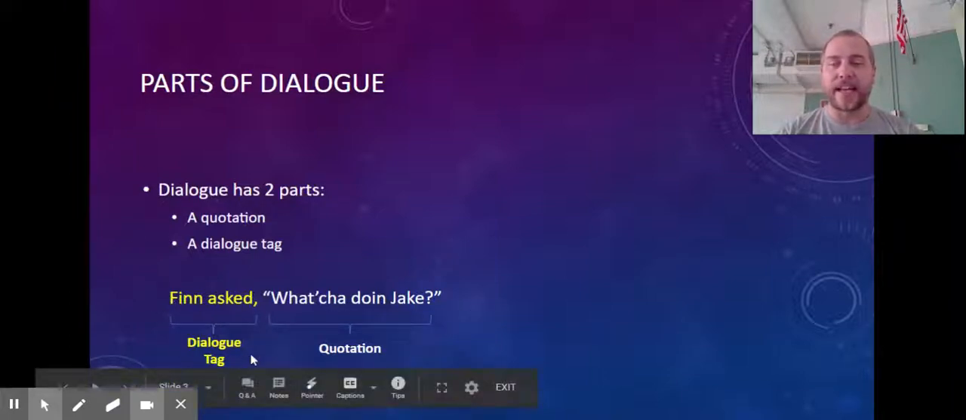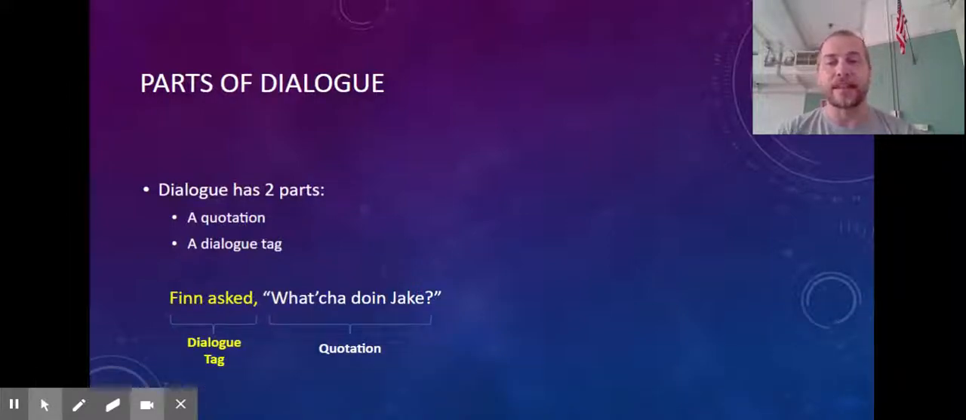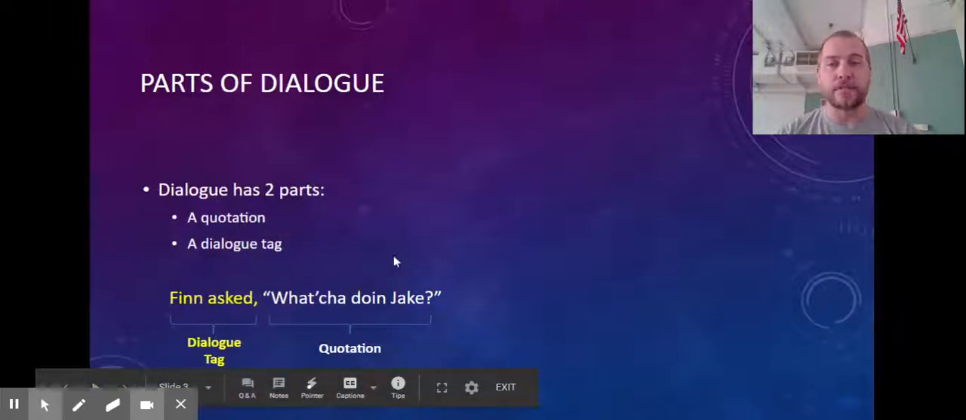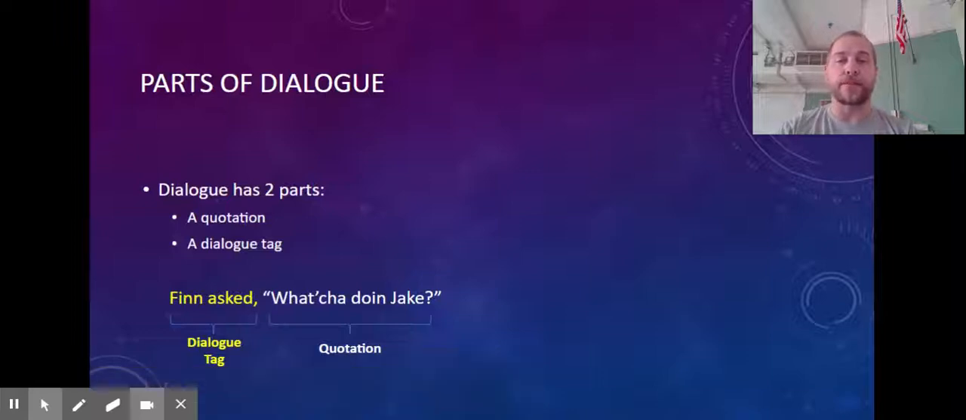And so we have the dialogue tag here, and that describes who is speaking and how they are speaking. And so here we have the speaker, Finn, asking. He's asking a question. The quotation is literally what comes out of the speaker's mouth. So what are the words that that person is saying exactly? So those are the two parts of dialogue, the dialogue tag and the quotation. If you use those two parts, it'll really help you write effective dialogue. There will be occasions later on when you'll leave out the dialogue tag, but that's a little bit more advanced writing, which we'll cover later.